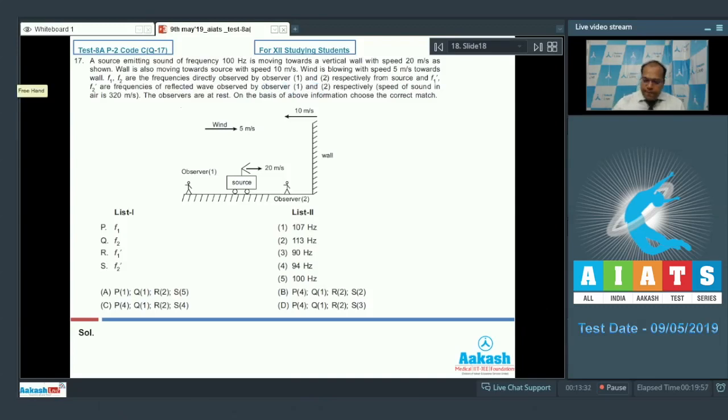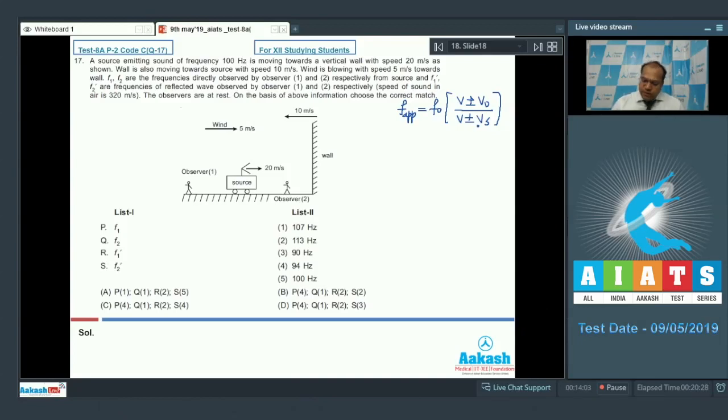We know that in case of the Doppler effect, the apparent frequency f dash, or f apparent, is f naught into v plus or minus the velocity of observer, divided by v plus or minus the velocity of source. The plus and minus signs are taken with respect to the sense of motion.